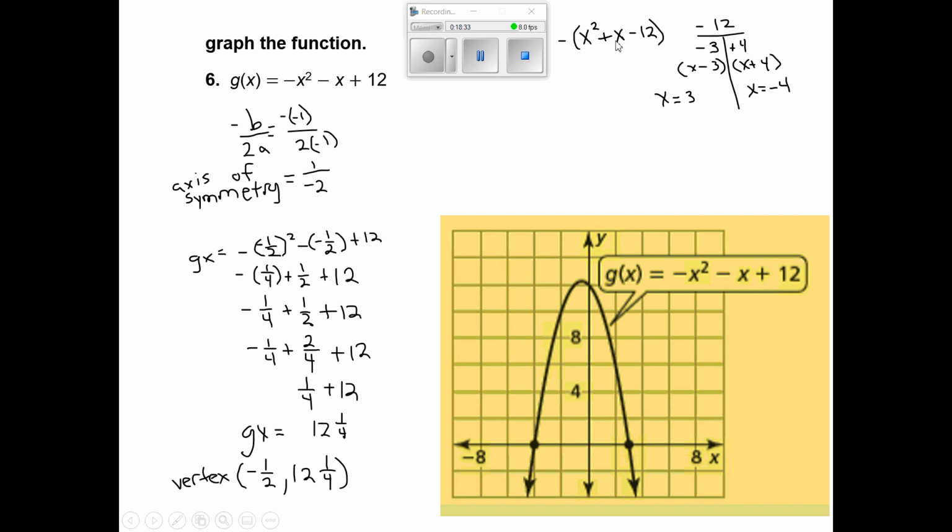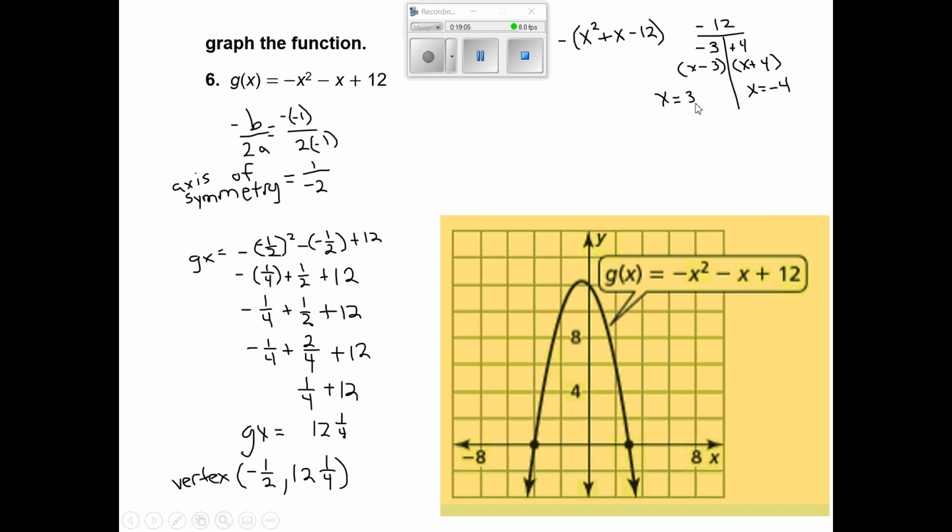Then I can find my x-intercepts by remembering that I can factor out my negative sign. That's going to leave all my signs the opposite. This will become x squared plus x minus 12. I will say, what numbers make up negative 12? Well, I know that negative 12 can be made by negative 3 times 4. And 4 minus 3 will give me a positive 1, and that's what I needed there. So x minus 3 and x plus 4 will be my two binomials that I can make from this.